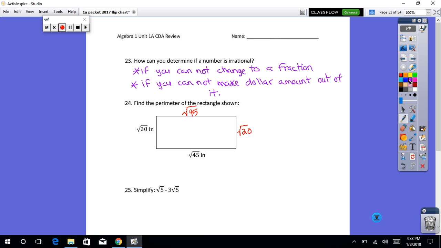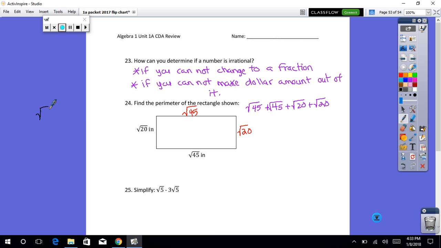Okay, so in order to add these together, okay, we are going to have the square root of 45 plus the square root of 45 plus the square root of 20 plus the square root of 20. Okay, none of those radicals match, so we have to simplify the square root of 45 and the square root of 20 and see if they give us stuff that matches. Okay, then we can come back and replace and try to simplify.